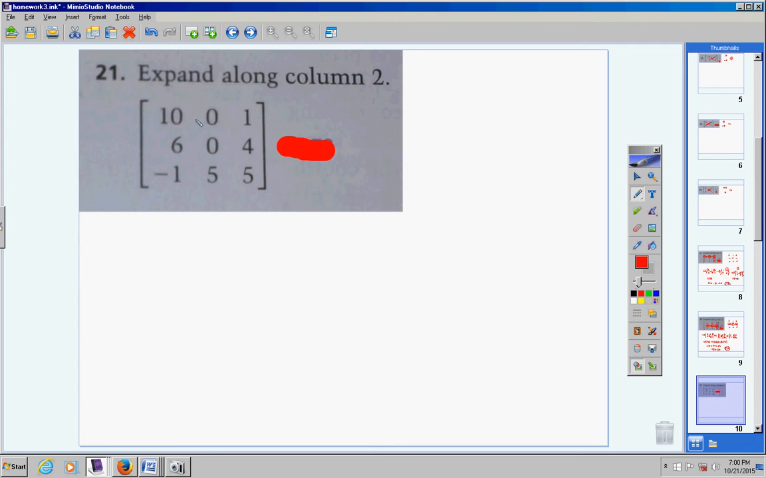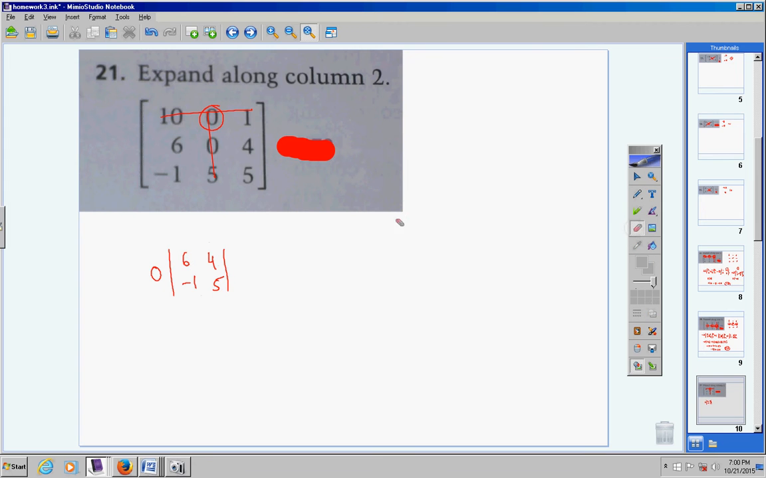Okay, so it says expand along column 2. So here's column 1, here's column 2 right here. So this is the column I'm going to use right here. Alright, circle your first number, which is 0. We'll put a 0 here and then put your matrix. And then cross off these, and your matrix is 6, negative 1, 4, 5.